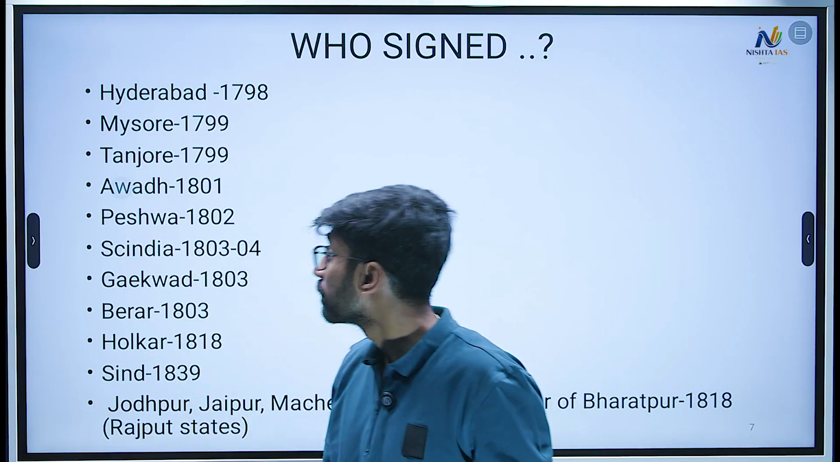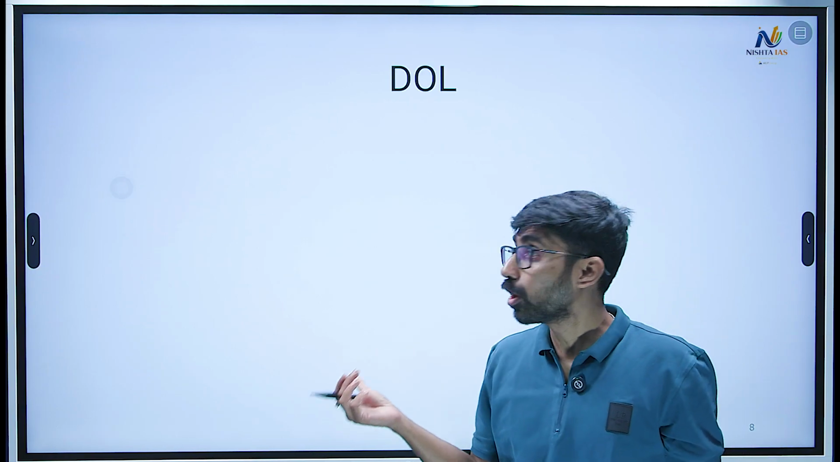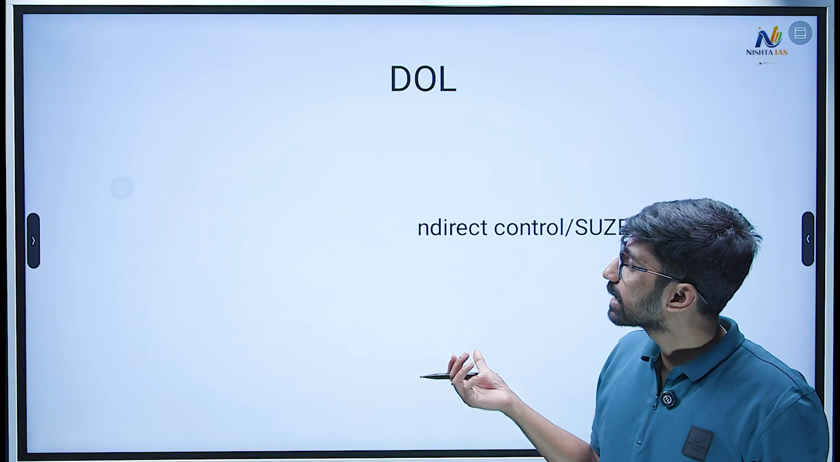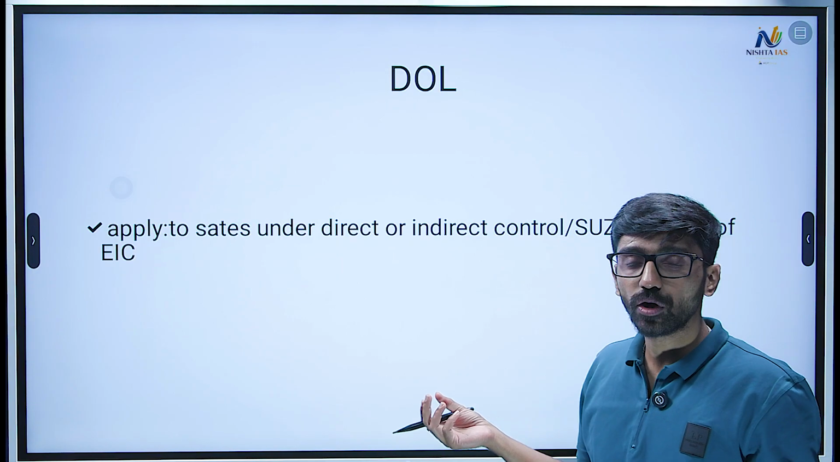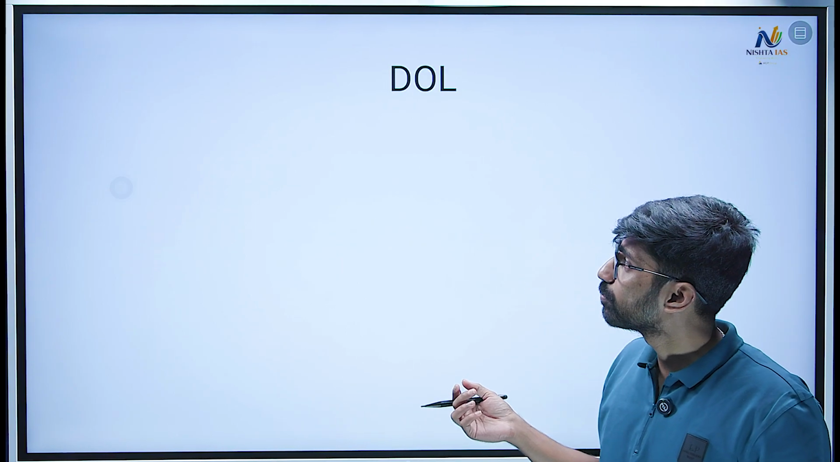Okay, so now we are coming to the doctrine of lapse. It is Dalhousie's policy. It directly led to the 1857 revolt also. So this is one of the policies.